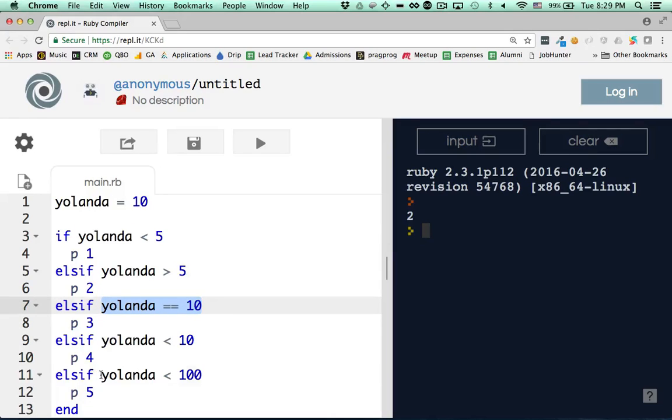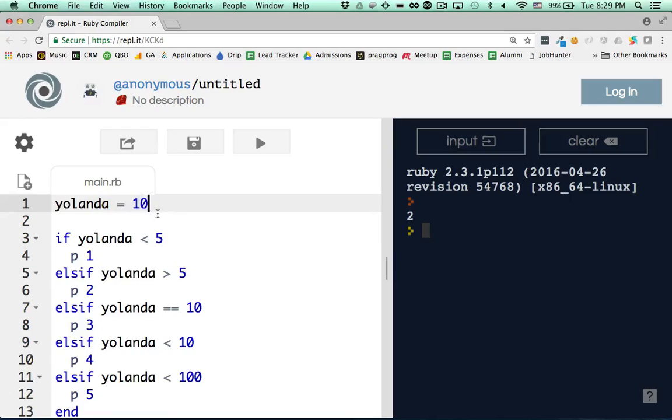In fact, Yolanda is also less than 100. So why did Ruby decide to print 2 as opposed to print 3 or print 5? Because you found that one first. Yeah. The answer is it encountered that one first. And Ruby reads, again, every line top down. Sometimes it skips with if statements, but it always goes top down.